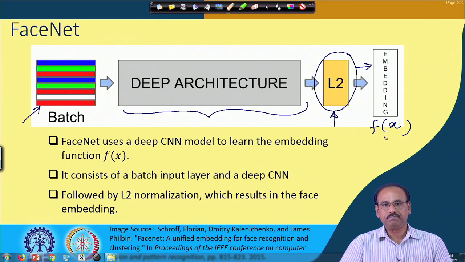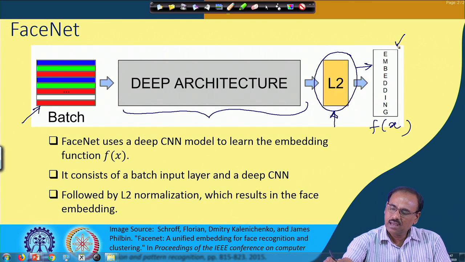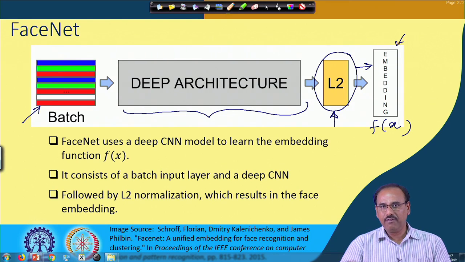So this FaceNet uses a deep convolutional neural network model to learn the embedding function f(x), and it consists of an input batch layer followed by a deep convolution layer, which is followed by an L2 normalization operation, and finally we get an embedding of the input image into a d-dimensional Euclidean space. So here basically what I am getting is a d-dimensional vector, which is the embedding of your input image. So this is how the FaceNet works.